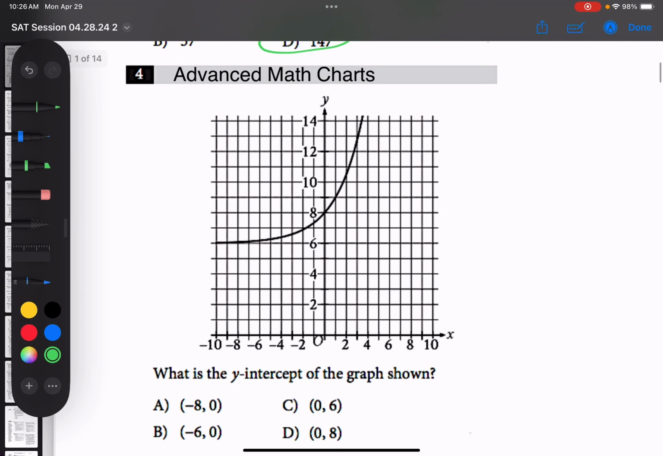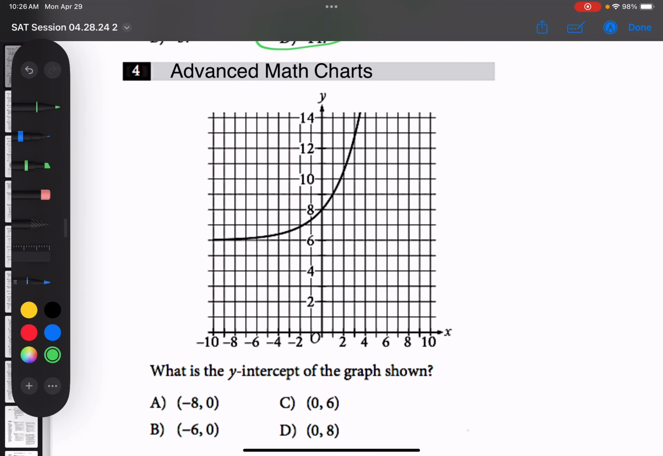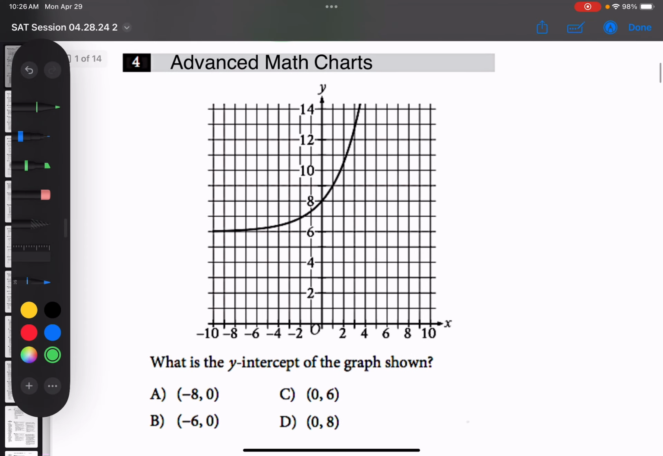Question number 4. They consider this advanced math. We take a look at the chart. You can take a quick look and say, all right, we got that 8 going through there. Where you have a y-axis, that looks like it's going to be the y-intercept, and then where's your x-axis? Down here, and it goes down yonder. Okay, what's the other thing we could look at? Is there anything else? No, that's about it. So anyhow, what is the y-intercept?